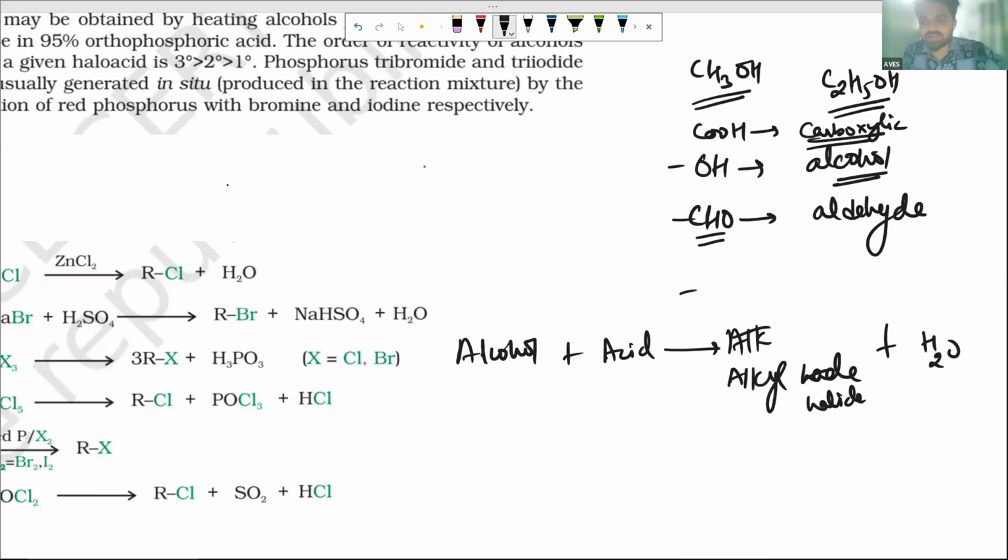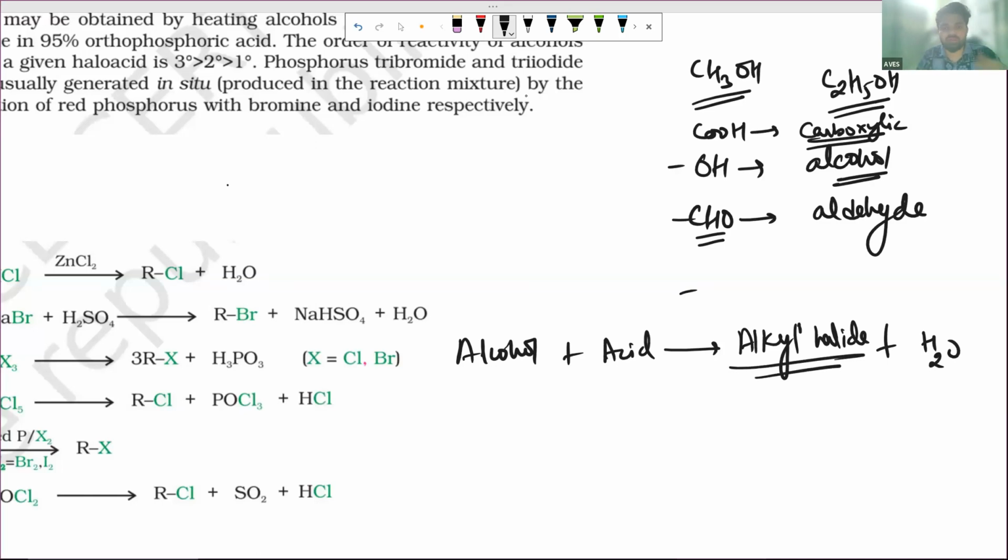So, one thing is, what is alkyl halide? Alkyl halides play a very important role in the preparation of most of the compounds, in the formation of numerous compounds that you are going to study. We consider that alkyl halides are the activated form of hydrocarbons.